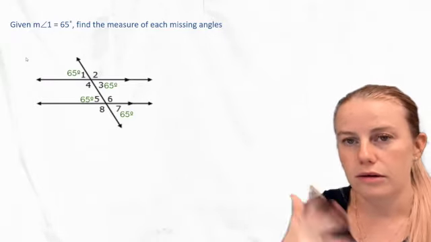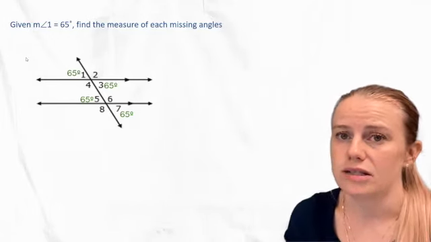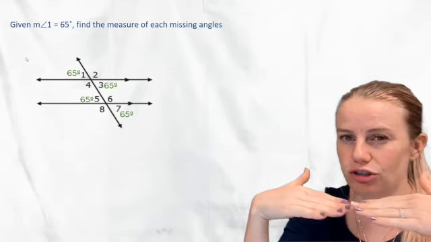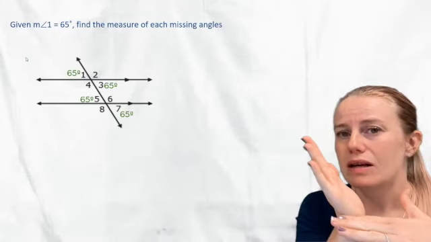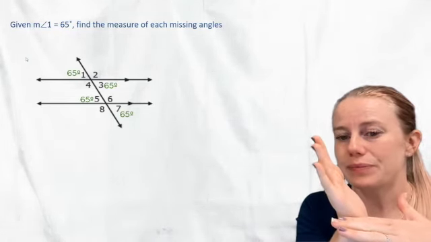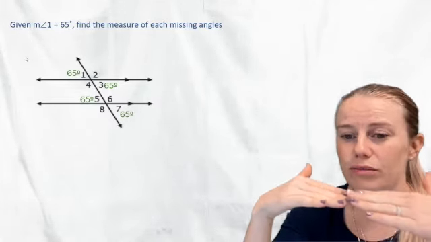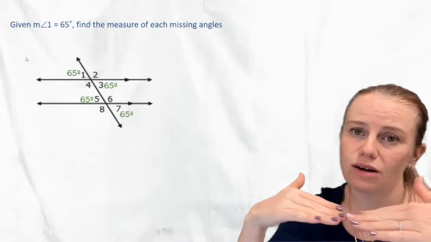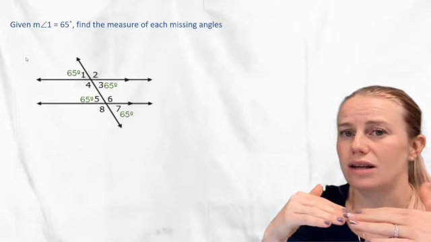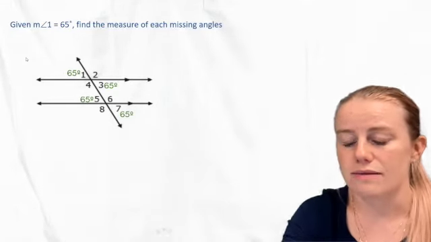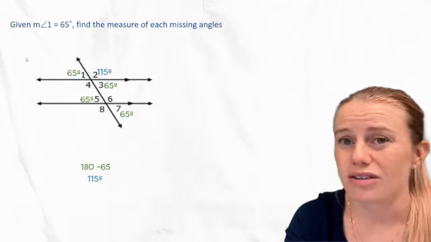Starting with 2 or 4, what's their relationship to the one next to it? Remember when we have a straight line, how many degrees that is? It's 180. So if we have a line cutting an angle, then those two angles add up to 180. So if I'm looking at angles 1 and 2, since they're on that line cut by that transversal, those two angles are going to add up to 180. So to find 2, I take 180 minus 65, and that's 115. So that's the measure of 2.